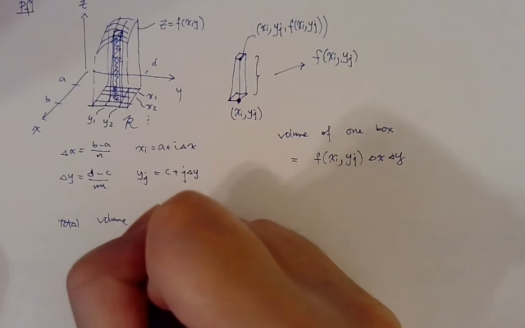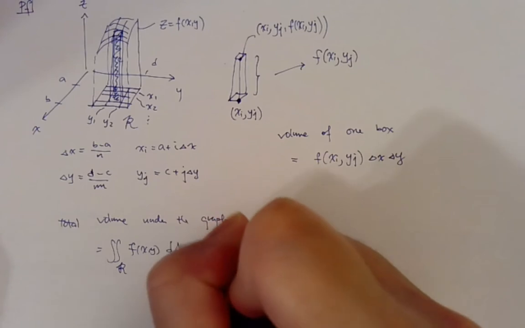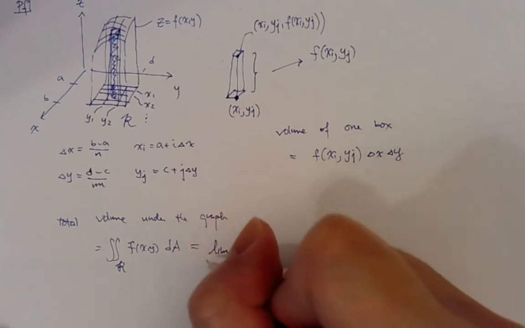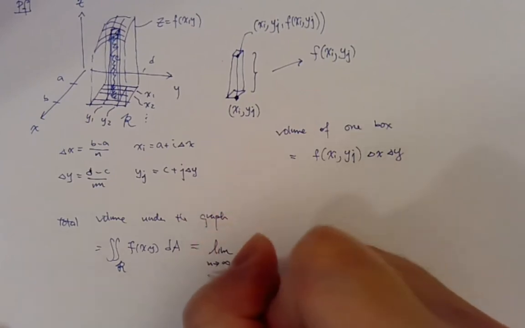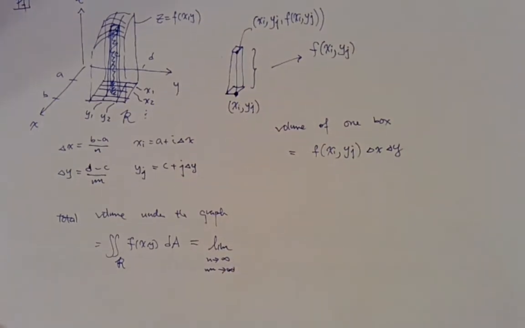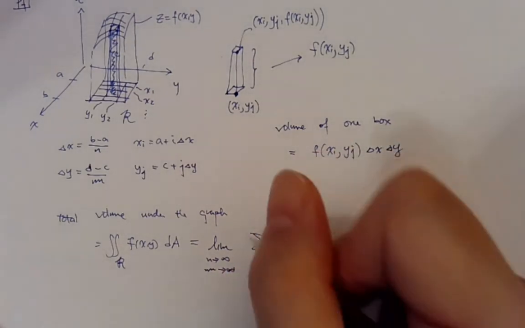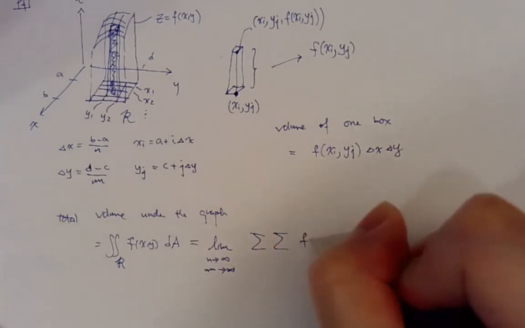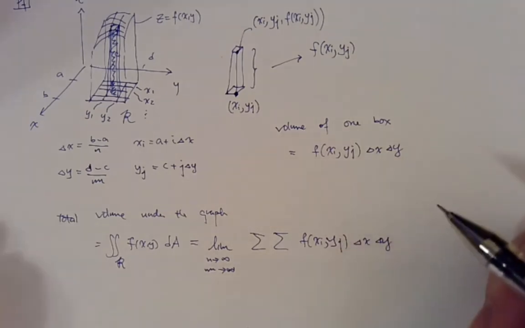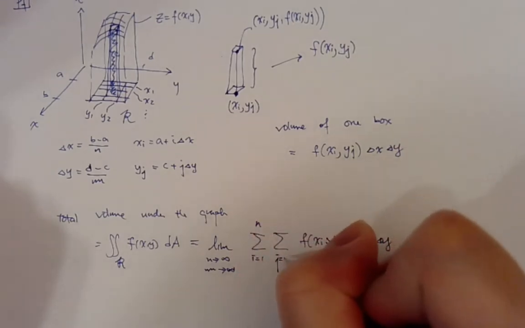that's the double integral over R of f of x comma y dA. This is defined to be the limit as n goes to infinity and m goes to infinity. Now we want the number of subdivisions to be really big. And then we sum this up where we need two sums, f of x sub i, y sub j, delta x delta y, and the sum has i going from 1 to n, and then j going from 1 to m.